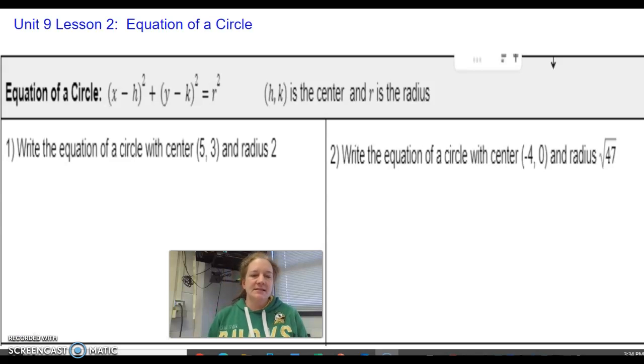Hey guys, this is lesson 2, unit 9 on circles. So last lesson you did your independent work and you came up with your definitions: what was what, a minor arc, a major arc, and a radius. So you have all that information.